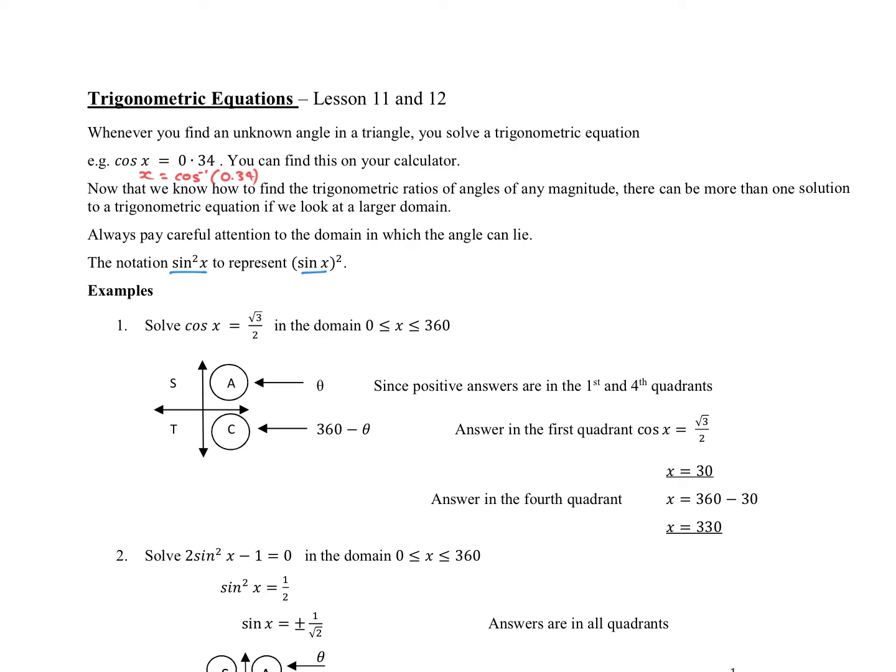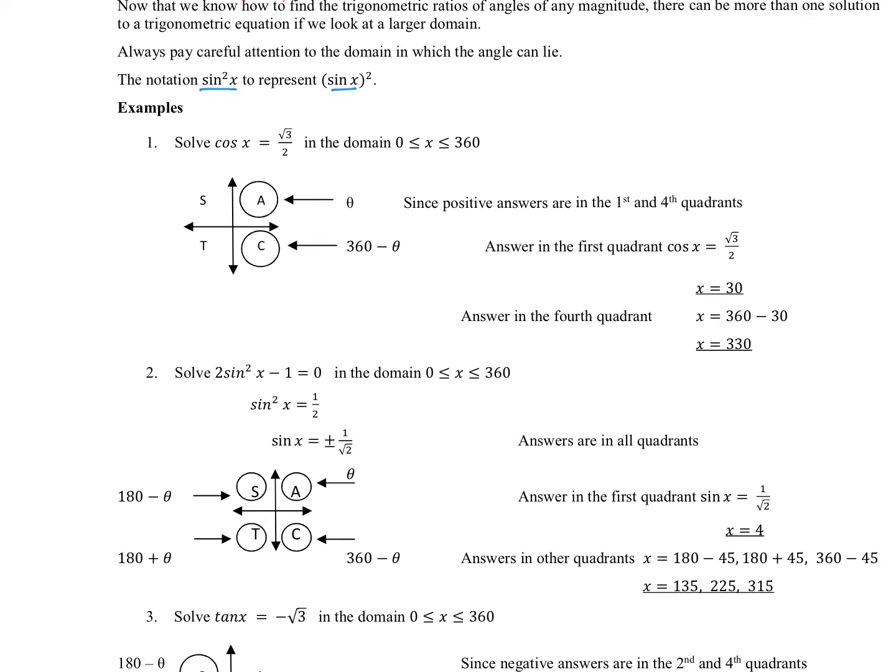Okay, so if we want to solve cos x is equal to √3/2 in the domain 0 is less than or equal to x is less than or equal to 360. So cos is positive. Because it's positive, we know that it's going to be in the first quadrant, where it's equal to theta, and in the fourth quadrant, where it's 360 minus theta.